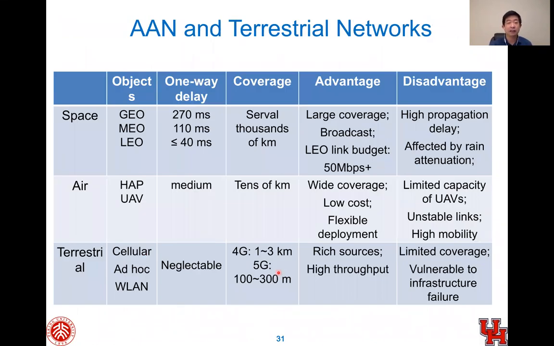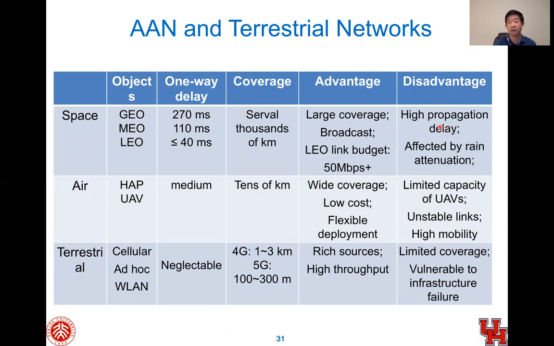And when comparing the AAN and the terrestrial network, for space they have GEO, MEO, LEO. For air, they have HAP and UAV. For terrestrial, they have cell phone, ad hoc, and wireless LAN. And then the delay. Pay attention to this delay. And the coverage. The advantage is coverage versus speed. So basically, air is in the middle. And the disadvantage is also vice versa.